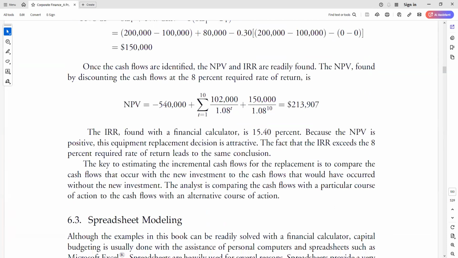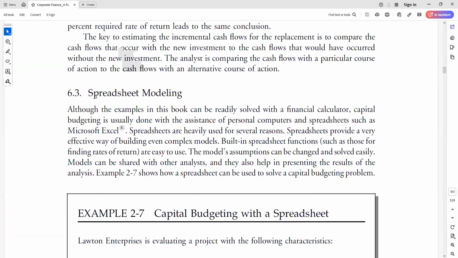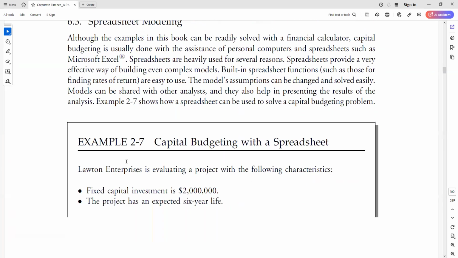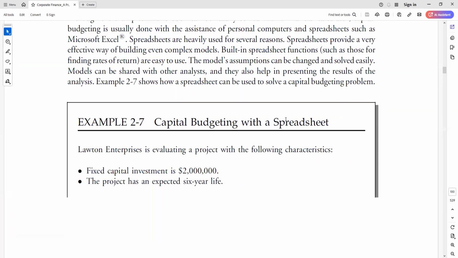In the book, the page is 100. There's spreadsheet modeling: capital budgeting with a spreadsheet. The page is 100.